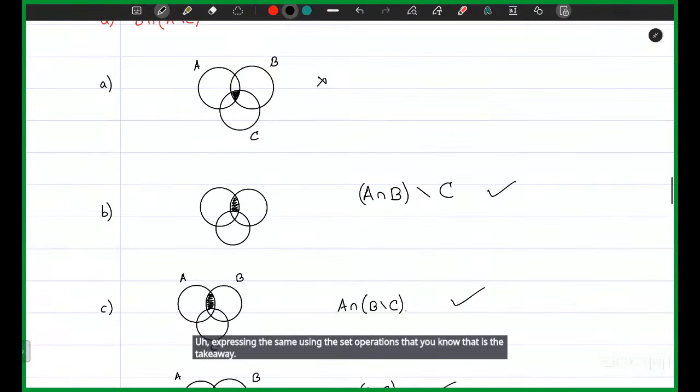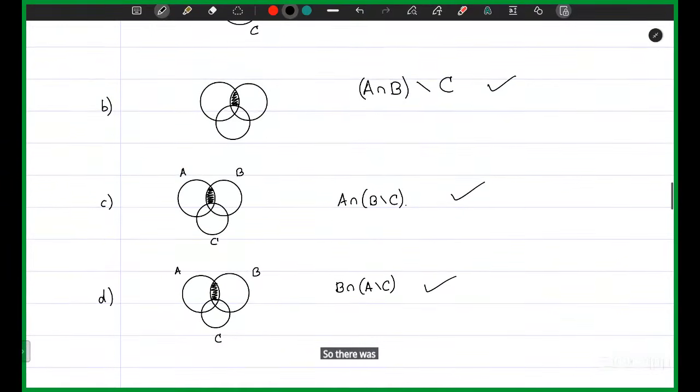So there was someone who said that the only correct option is B. Did you realize what you were doing incorrectly? And are you convinced that C and D are also correct?